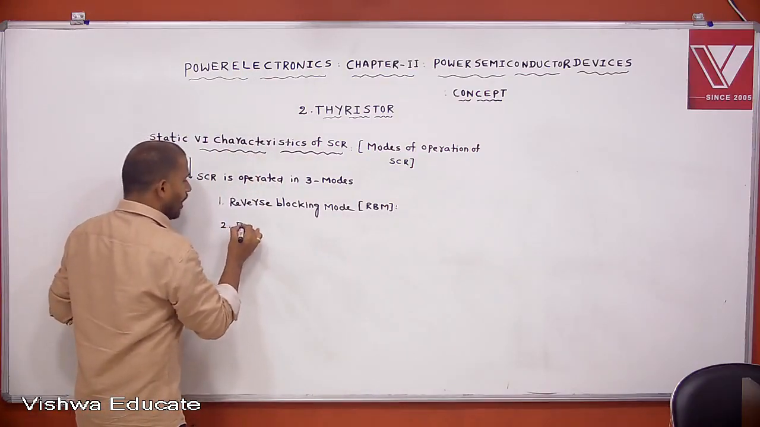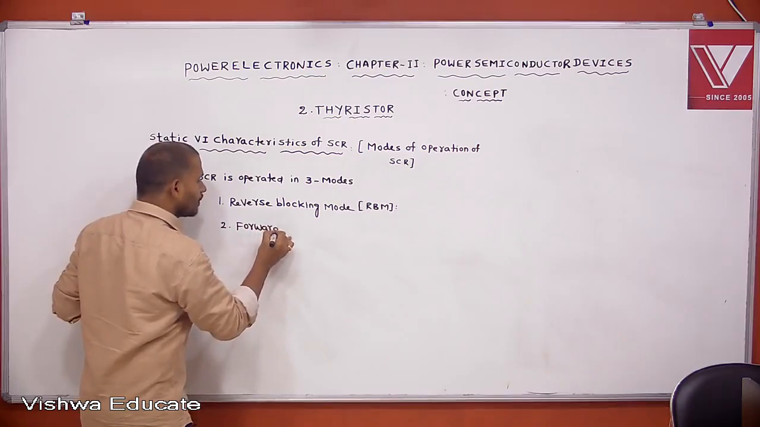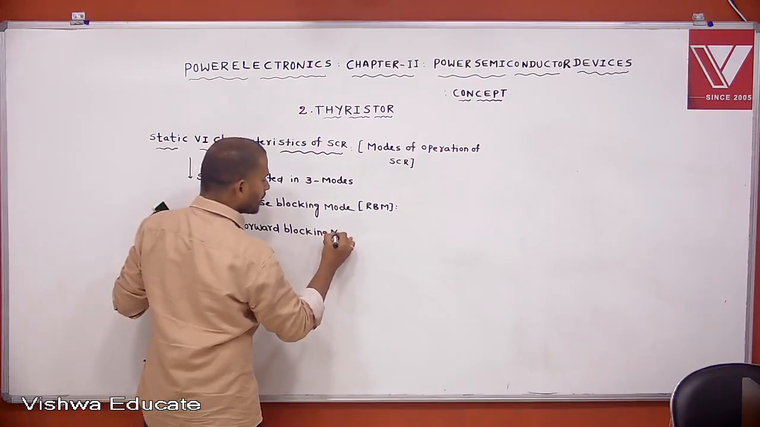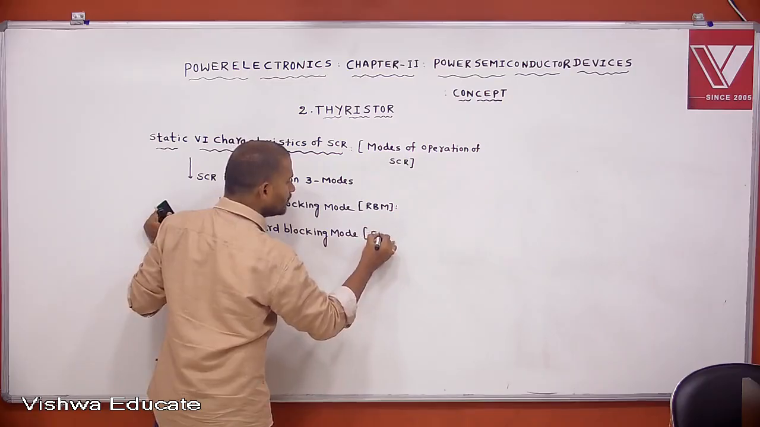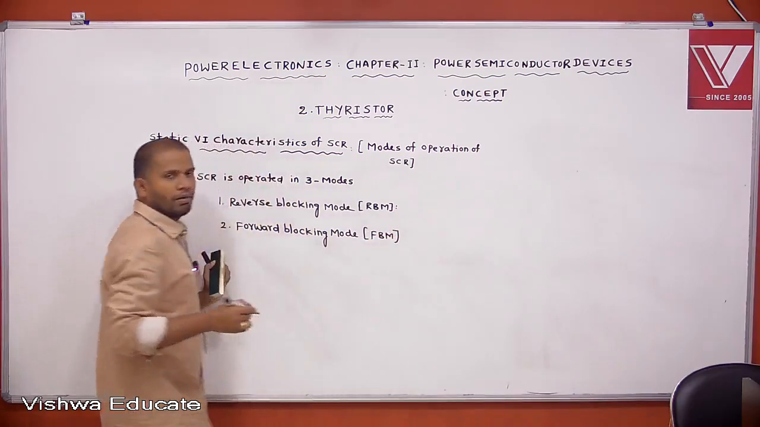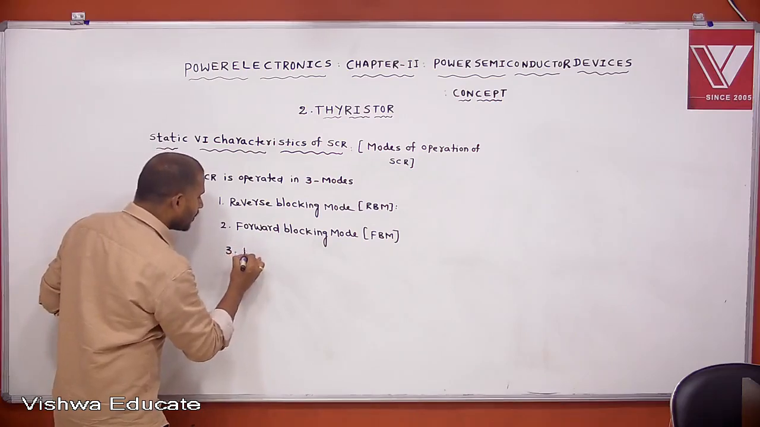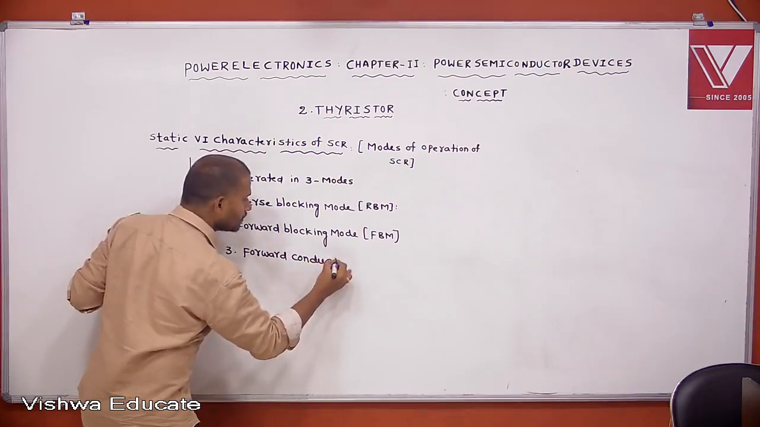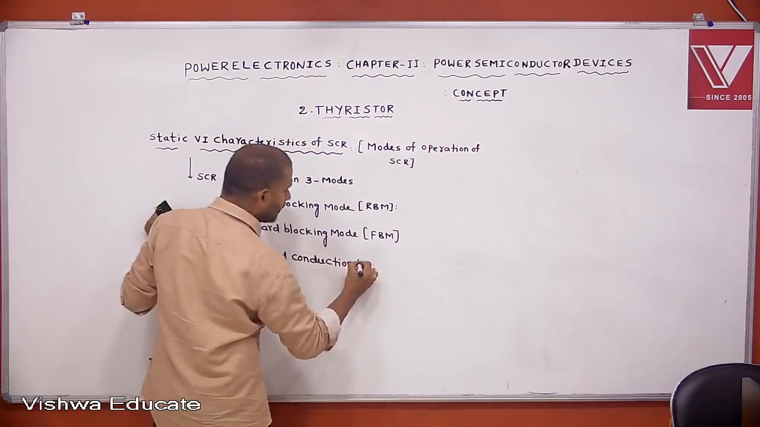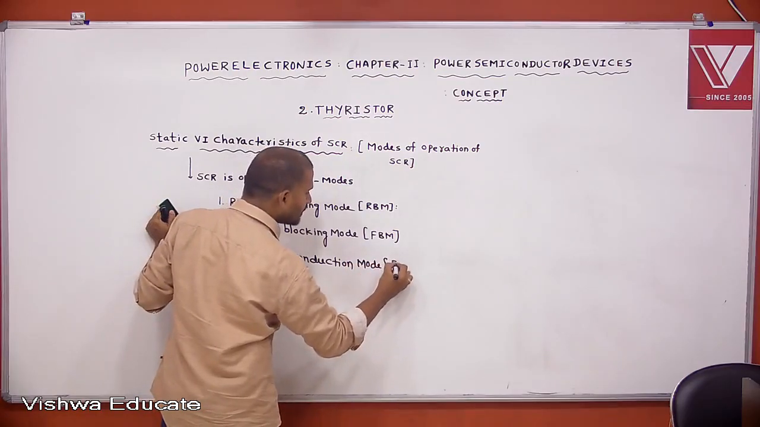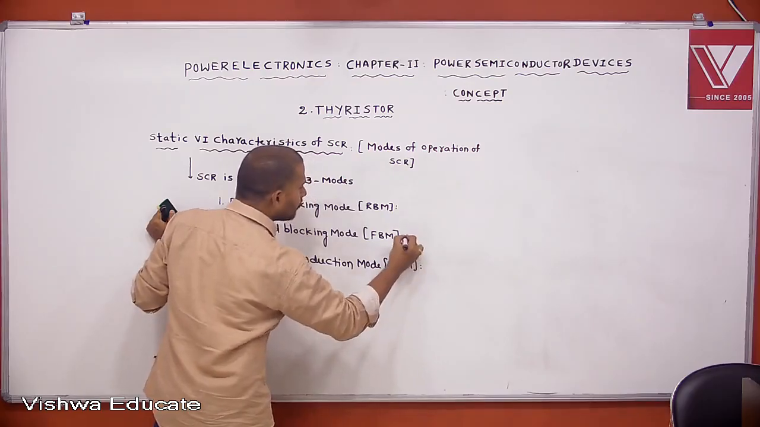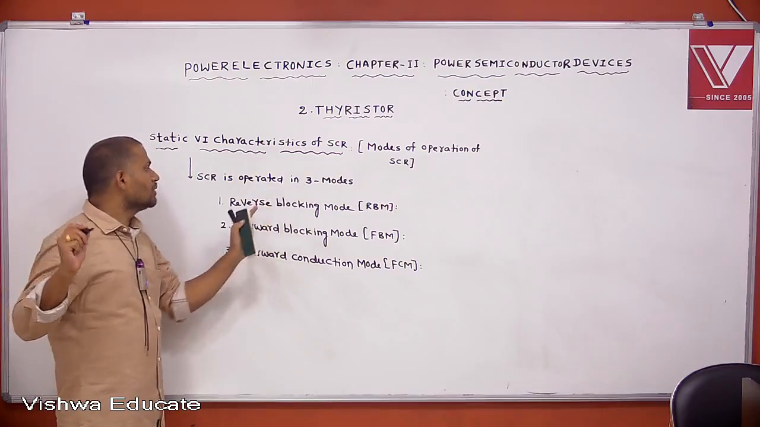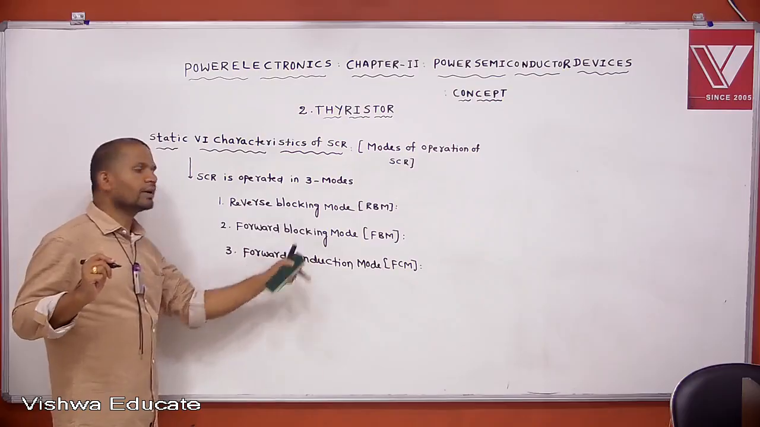Next, forward blocking mode of operation, that is FBM. Then forward conduction mode of operation, that is FCM. These are the three modes of operation. SCR is operated in three modes: reverse blocking mode, forward blocking mode, and forward conduction mode.